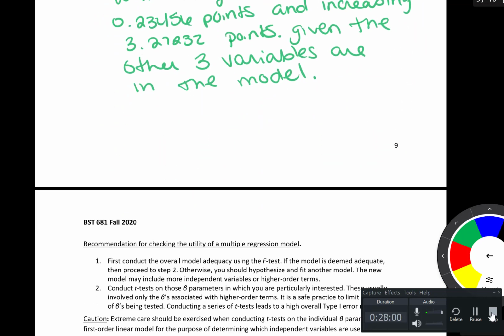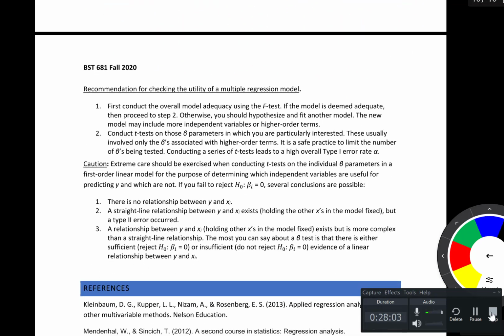And this is going to conclude this note set. There are some recommendations for checking the utility. I would like you to read these on your own.